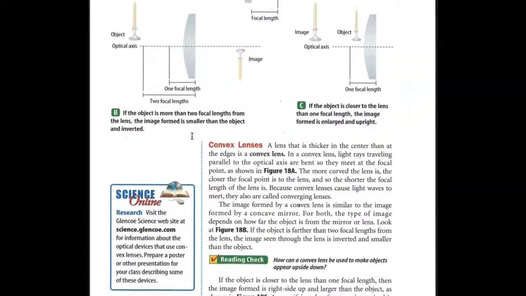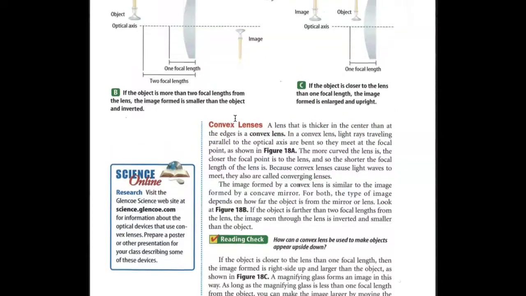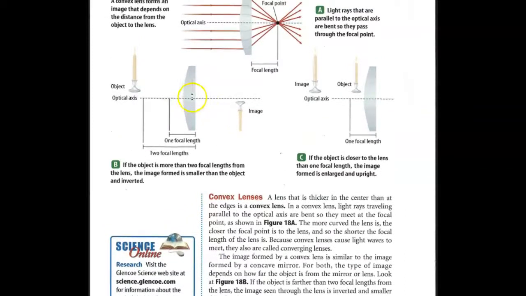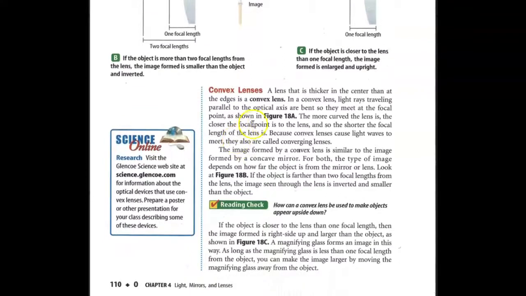All right. So a convex lens is a lens that is thicker in the center than at the edges. You see how up here it's thickest in the center, and it's not quite as thick on these little edges out here. In a convex lens, light rays traveling parallel to the optical axis are bent so they meet at a focal point, just like I was pointing out before. The more curved the lens is, the closer the focal point is to the lens, and so the shorter the focal length of the lens is.